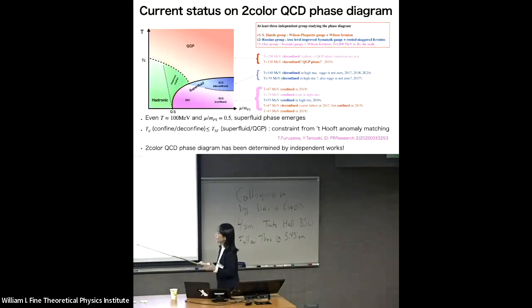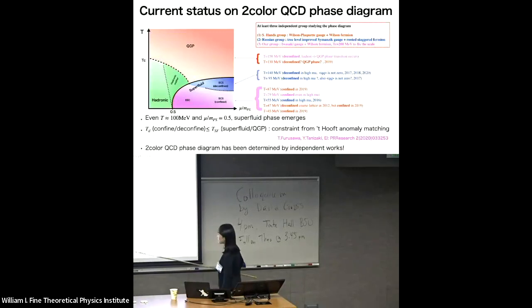So before this study, it was expected that the superfluid phase would emerge only at extremely low temperature. However, even at 100 MeV, this paper has solid evidence of the emergence of superfluidity. So this is one solid result of this work.